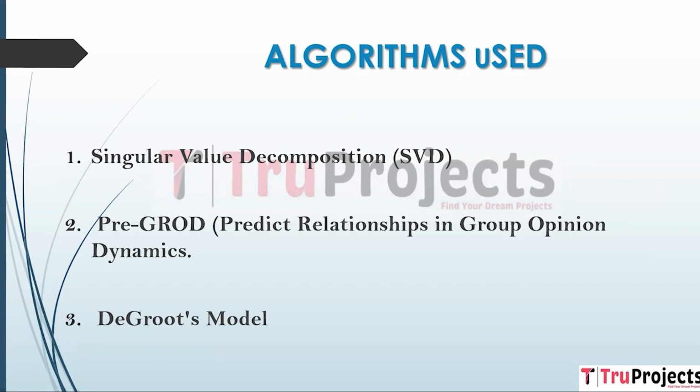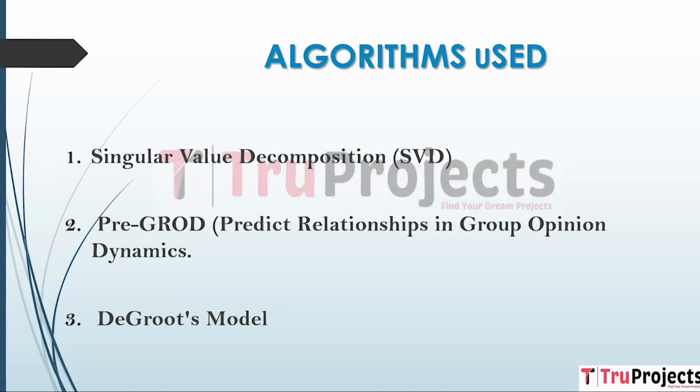Next one is Pre-GROD, which is predict relationships in group opinion dynamics. Here, it is used to build a relationship matrix among users who have given similar ratings to the same items. It identifies users with similar preferences and considers them as a part of the same group. By forming groups based on shared opinions, the system can leverage the collective wisdom of users and provide more accurate recommendations. Pre-GROD identifies groups of users with similar opinions, leveraging the collective preferences of the group members to make more informed recommendations.